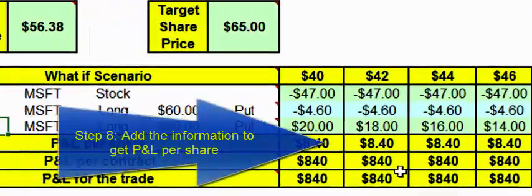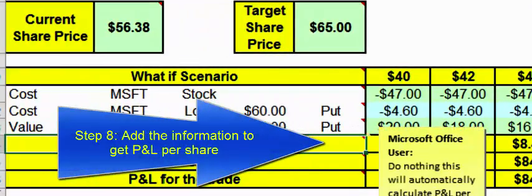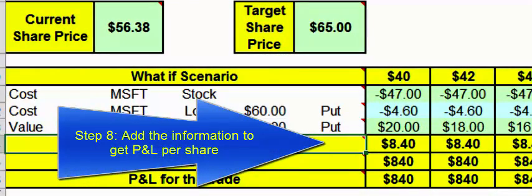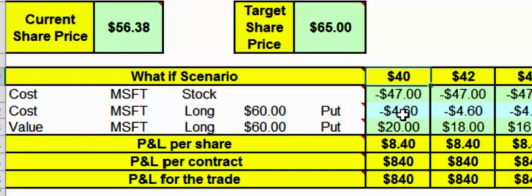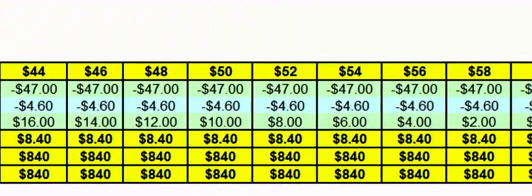So all we do then is work out our profit and loss on a per share basis. So all we have to do here is add up these four columns. So we're saying here, right, we bought the shares at 47, they're now trading at 40, we bought a put option at 4.60, and the value of that is 20. When you add those four columns up here, you get a profit and loss on a per share basis of $8.40 per share. You'll notice it's exactly the same at the 42 outcome, and if the share price drops to 44.